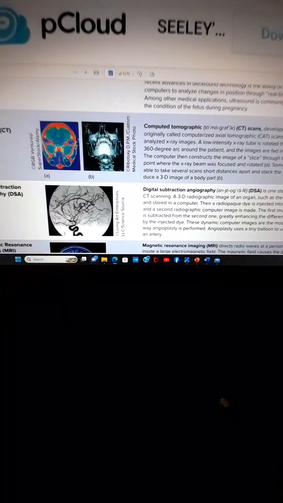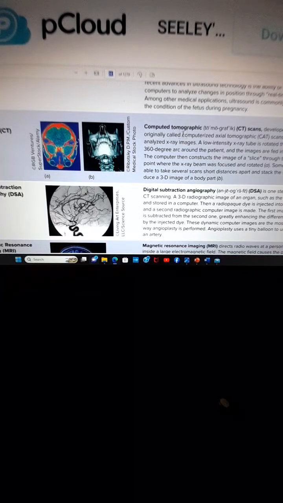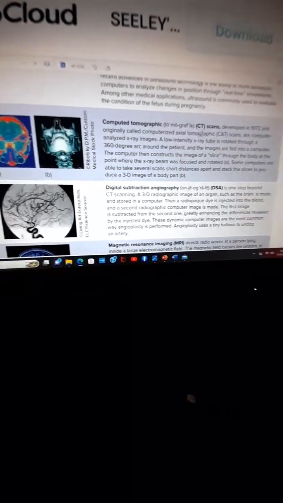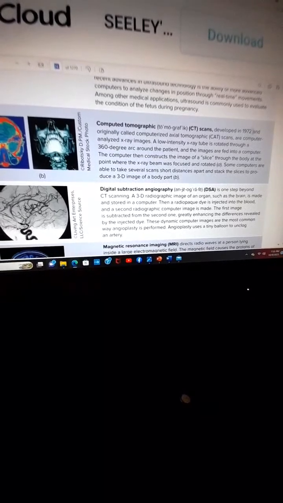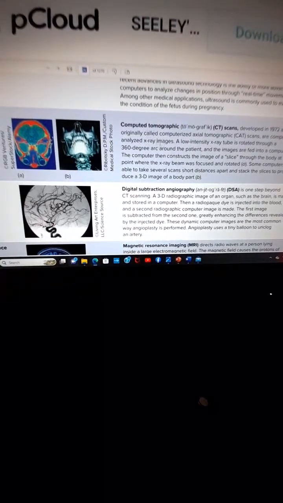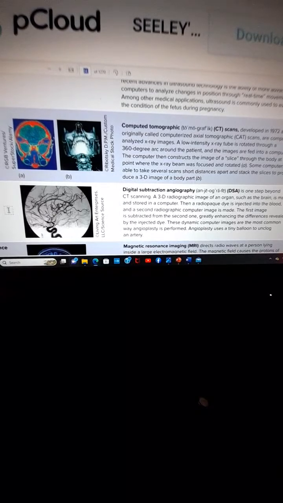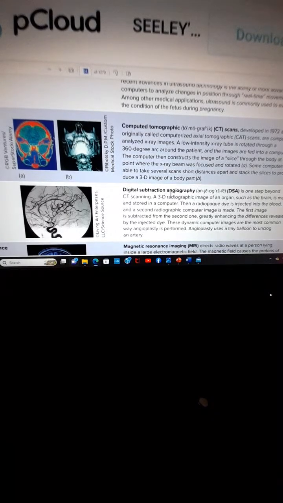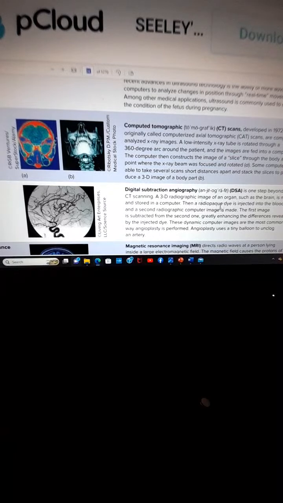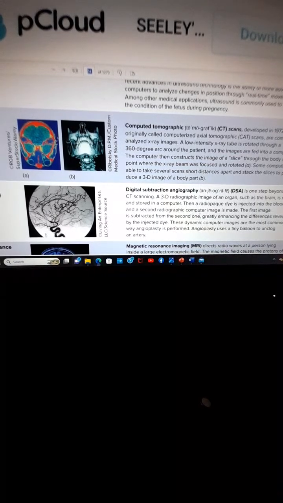But anyway, this is when they look into your brain. That's called a CT scan, computed tomographic, right? It was developed in 1972, and it was originally called a CAT scan. This one is a DSA, which is a digital subtraction angiography, and that goes into the brain, and the information is put into a computer, and then a dye is injected into the blood, and they do what they need to do with that. Okay, good.